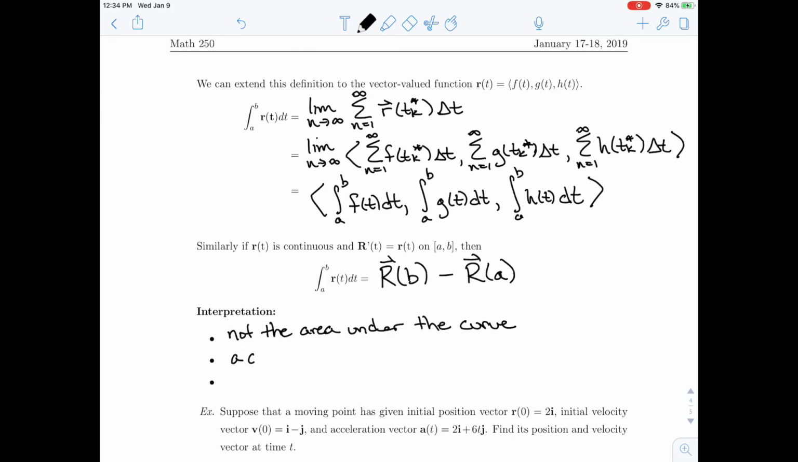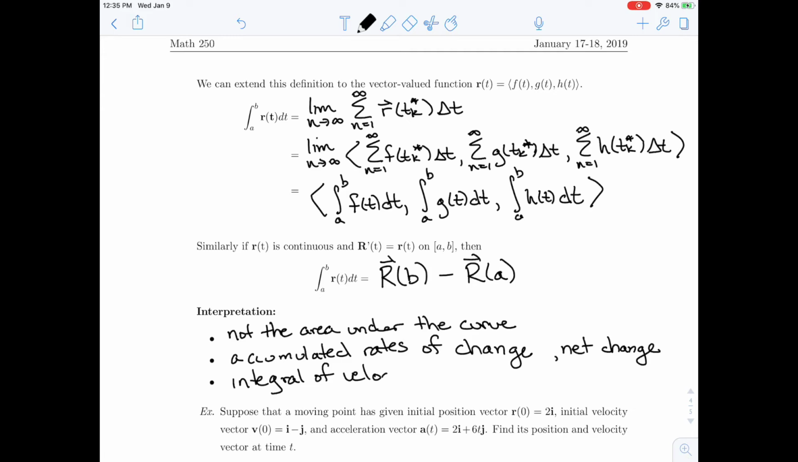We should really think about it more as accumulated rates of change, or maybe some sort of net change. Or another way to think about it is we know that the derivative of position is velocity, so maybe the integral of velocity, well, it's not position, but it's the net change of position, or displacement. So think about displacement as net change of position.